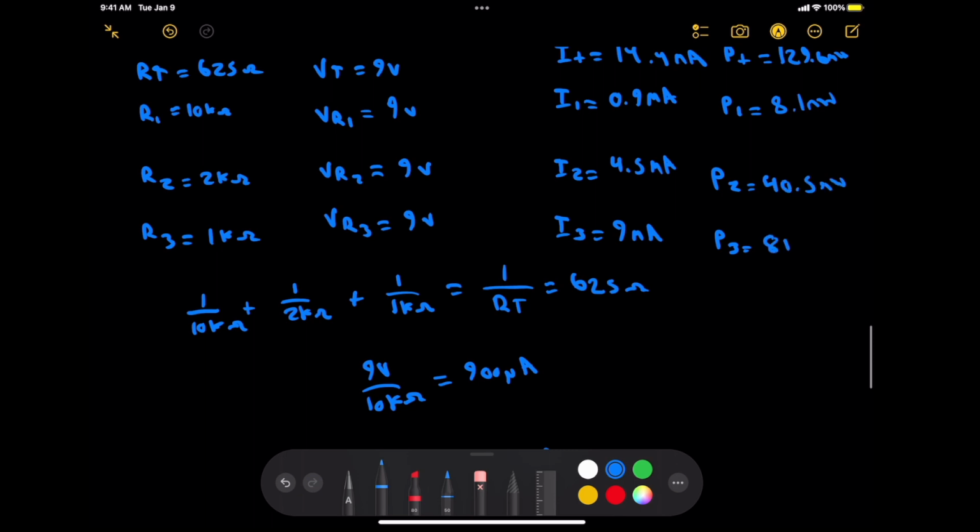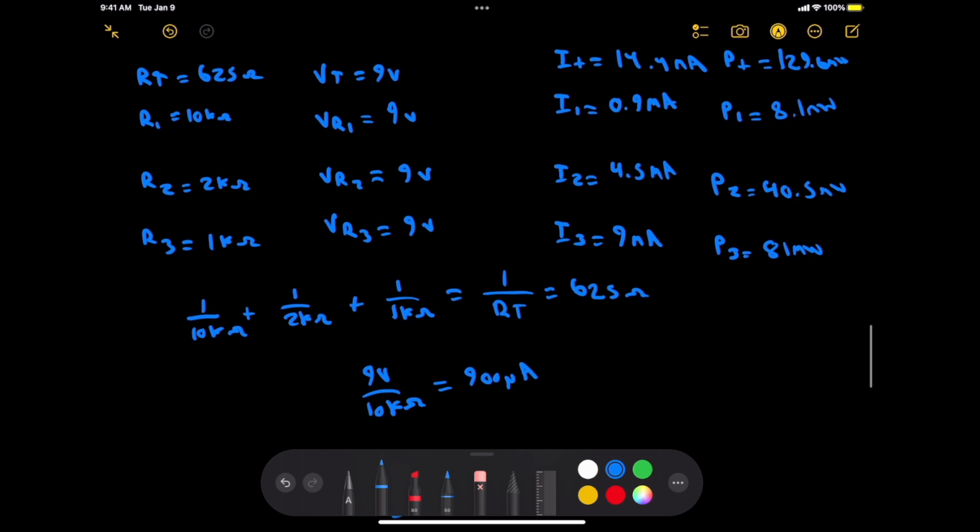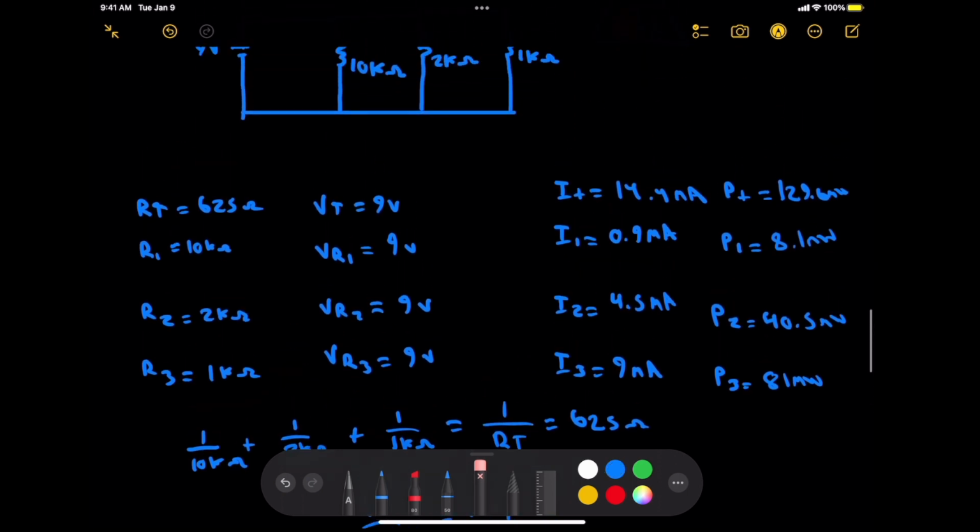and 81 milliwatts. And before we submit, what we always do is make sure our base units are correct. You see this right here? 0.9 milliamps. Let's just fix that to be 900 microamps, and we will be done.